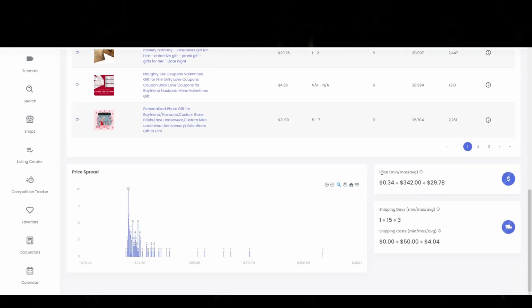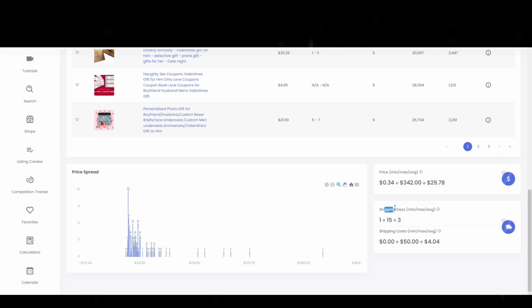And so here we can view the min, max, and average, right? We have the minimum price, which is 34 cents. We have the maximum price, which is $342, and the average is $29.78. When they say average, what that means is that we're adding up all the different listings in terms of price and dividing by the number of listings that actually exist, and that ends up being the average cost.